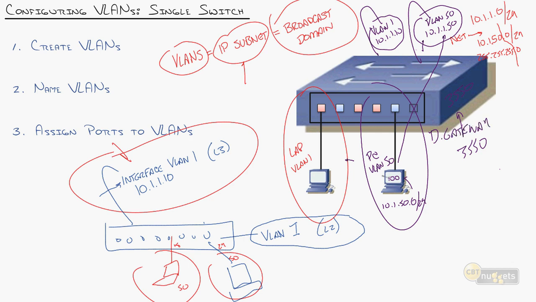So this computer's like, okay, where do I go to get off my 10.1.50 network? How do I get there? I'm going to look at my default gateway, which is pointed to this guy who has routing capabilities. And this guy can now start routing to other VLANs. Maybe this guy has a connection to the internet. I mean, there's all kinds of possibilities. Can you tell I'm kind of psyched about this?